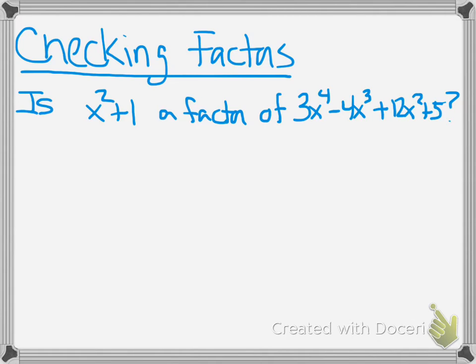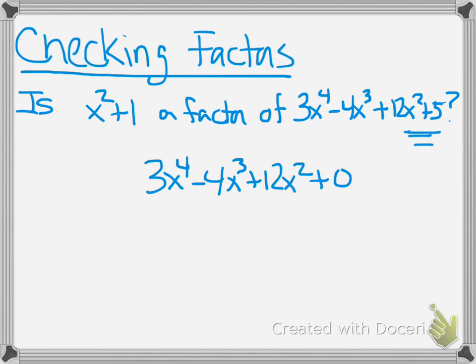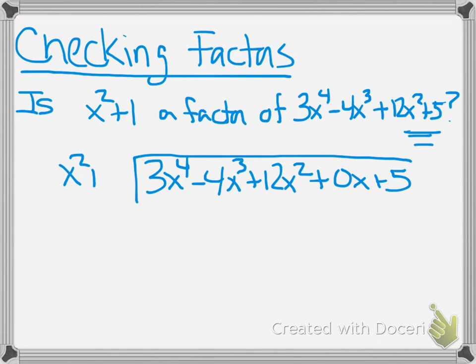Now, we can use division to check for factors. Because remember, if a number is a factor, when we divide it, it must come out to a remainder of 0. So again, let's go ahead and set this up. 3x to the fourth minus 4x cubed plus 12x squared. Notice that there's no linear term here, so I'm going to add in a 0x to account for that linear term. Then our constant term of plus 5. We're going to divide it by x squared plus 1.